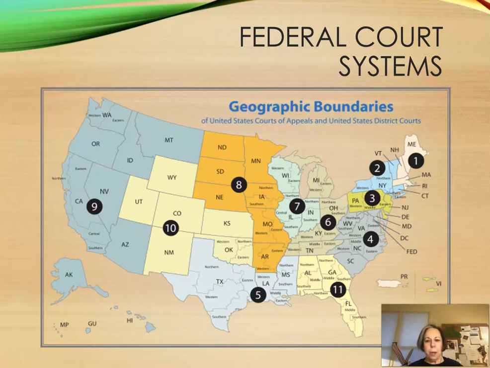Note that Alaska, by the way, is grouped in with the 9th Circuit, and so are Guam and Hawaii. But interesting, Puerto Rico is with the 1st Circuit, and the Virgin Islands are in the 3rd Circuit. Does that make a difference?